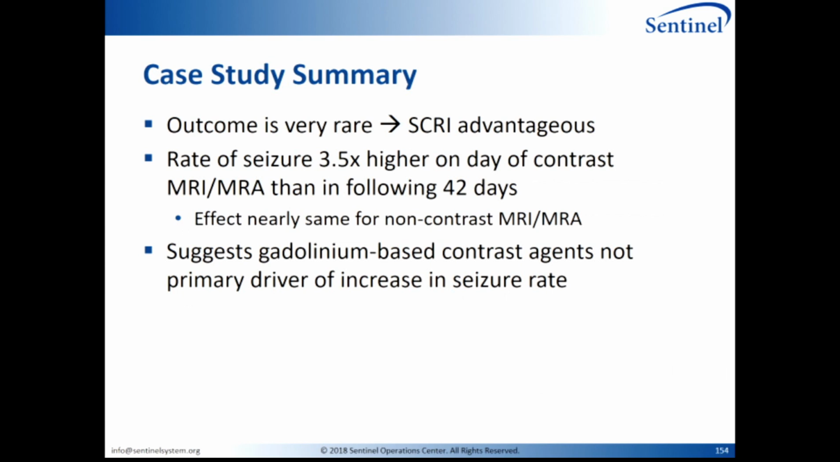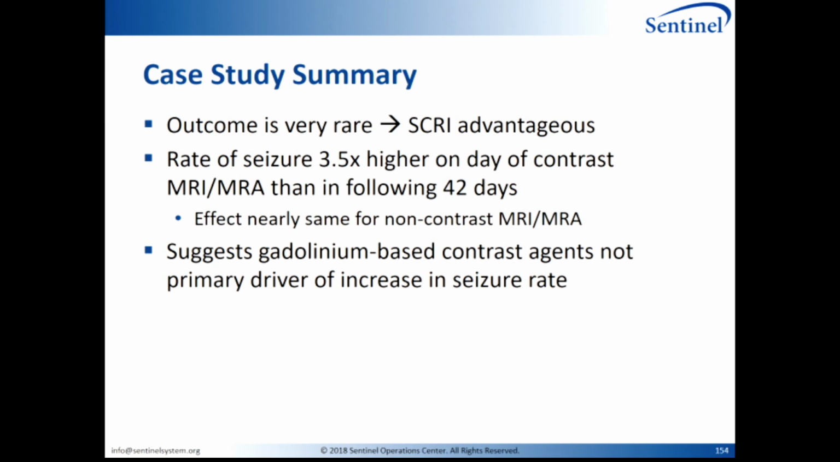So to summarize our case study, we had a very rare outcome which made SCRI advantageous, in addition to the other things like the fact that we knew this was an acute onset outcome. We saw a rate of seizure that was 3.5 times higher on the day of contrast MRI than in the following 42 days, but this effect was nearly the same for non-contrast MRI.